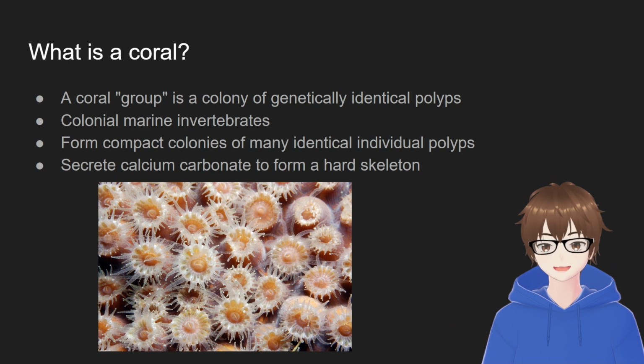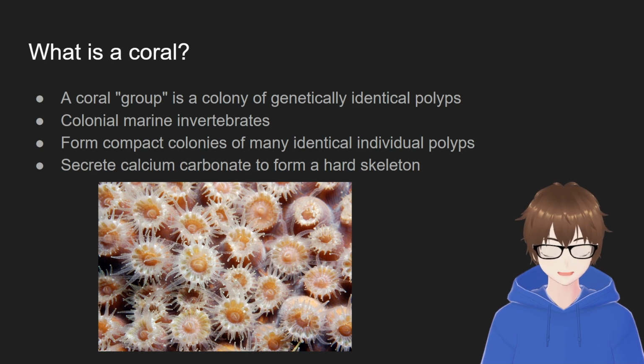So, what exactly is a coral? I'm sure most people have seen pictures or possibly gone to the ocean and seen corals, but what exactly are they? A coral group is a colony of genetically identical polyps. If you see here in the picture, each one of these is a small polyp. So whenever you see a big piece of coral, it is a combination of all of these smaller polyps and organisms.